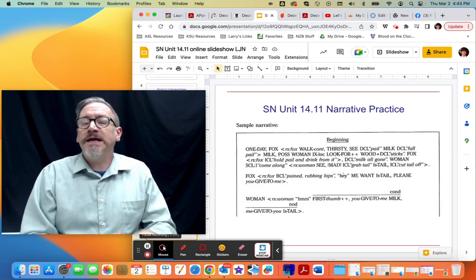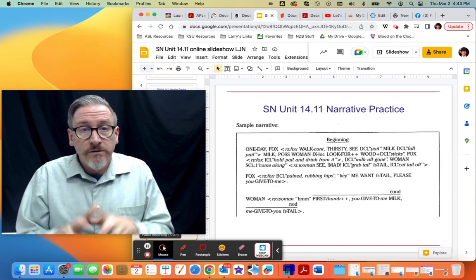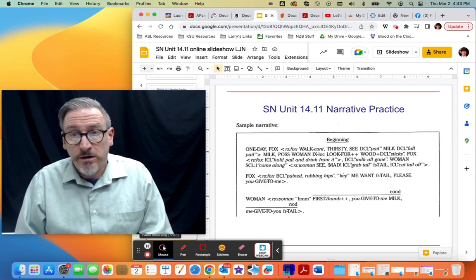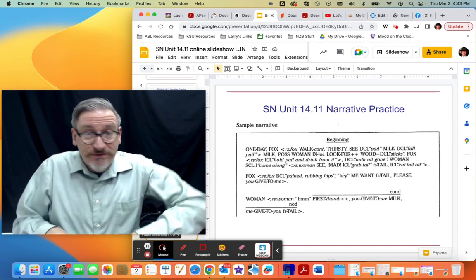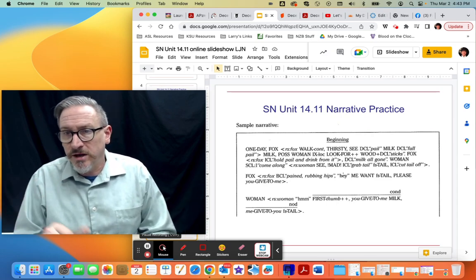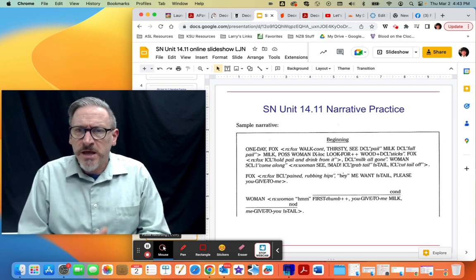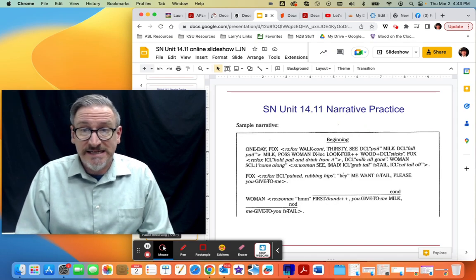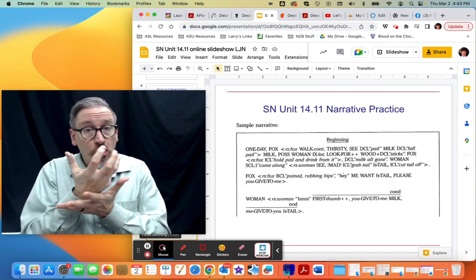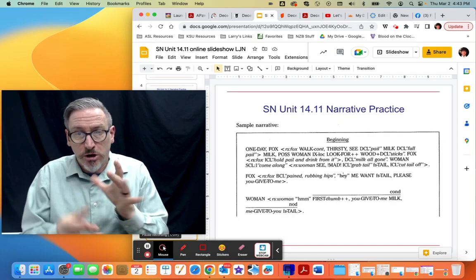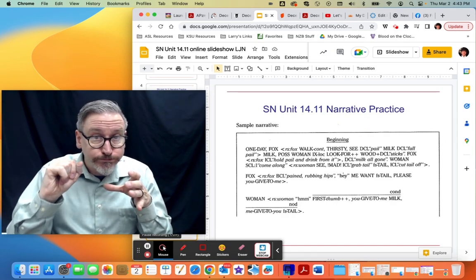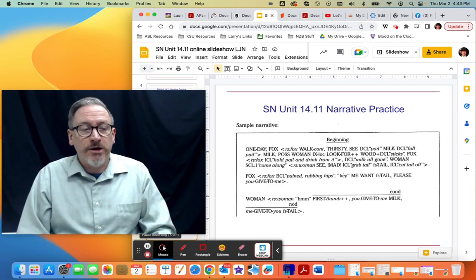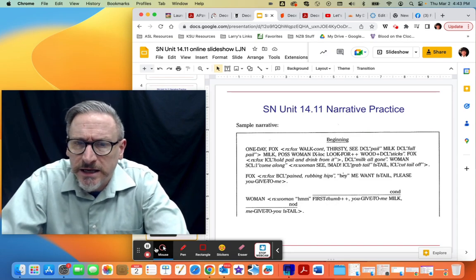So anyway, here is a simple gloss of one way of signing this. If you take a look through that, if you see RS, it means role shift into the fox, or into the farmer's wife, or whatever. ICL, again, is instrument classifier. DCL is description: milk all gone, or empty, nothing. And you can practice.